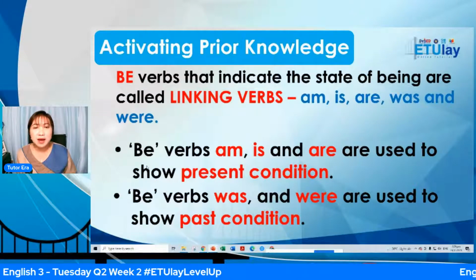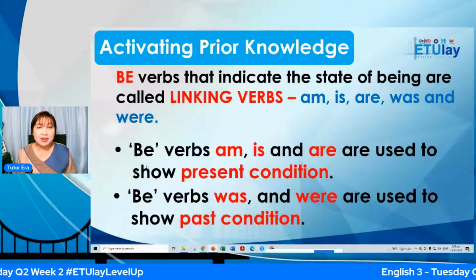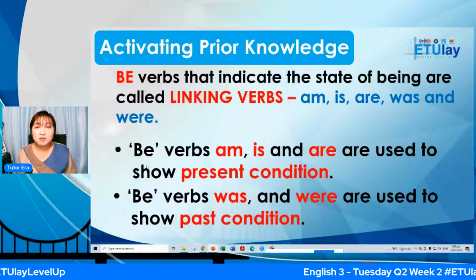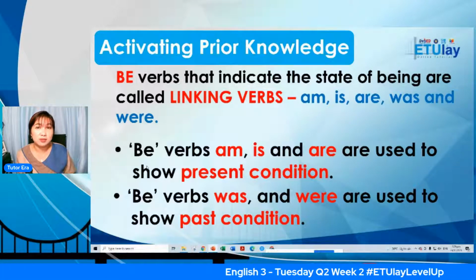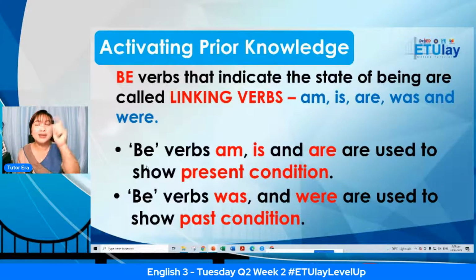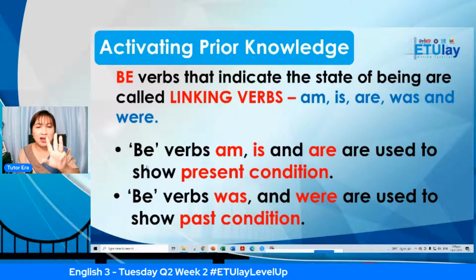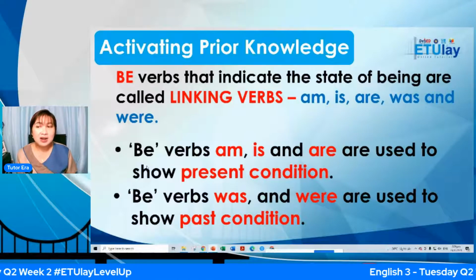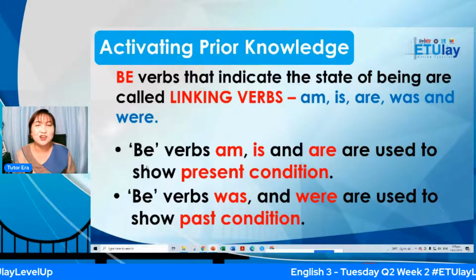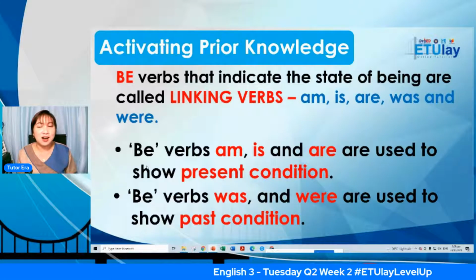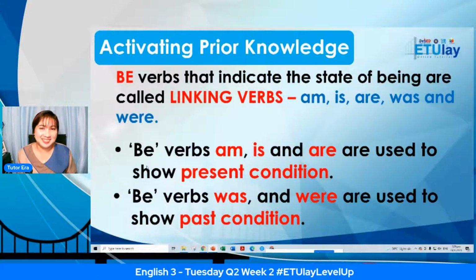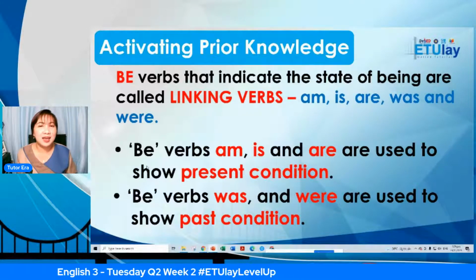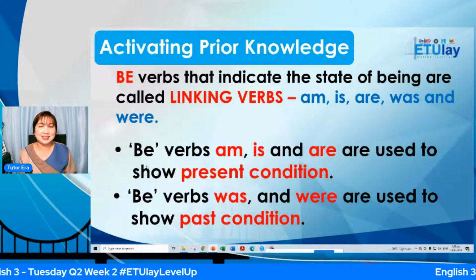So, we talked about the be verbs. Be verbs that indicate the state of being are called linking verbs. So, we have the five: am, is, are, was, and were. Remember that am, is, and are are used to show present condition, while was and were are used to show past condition. And that's what you did in writing your sentences last time.